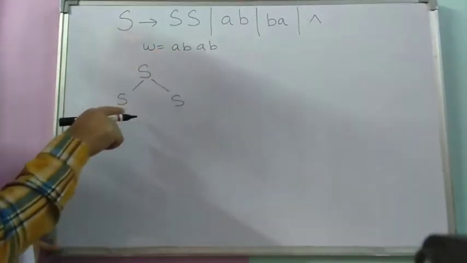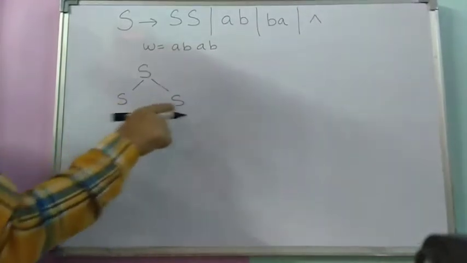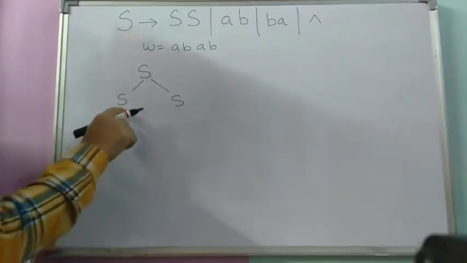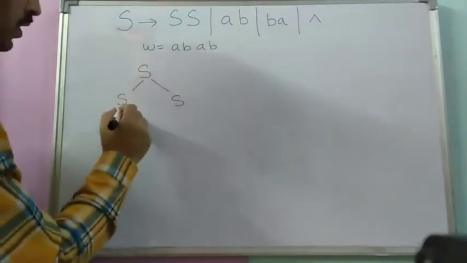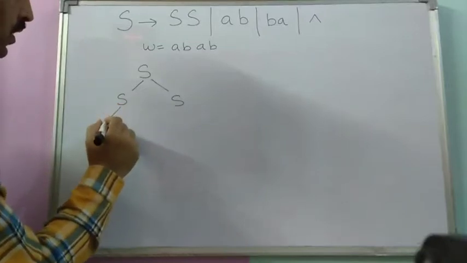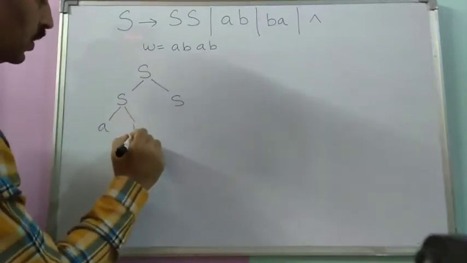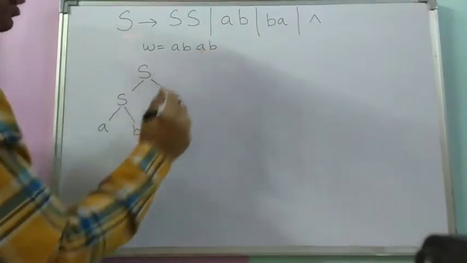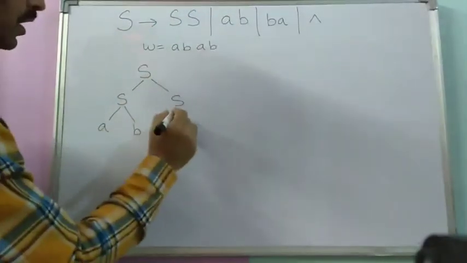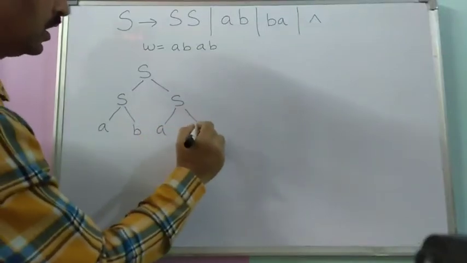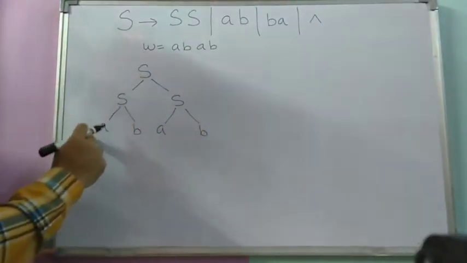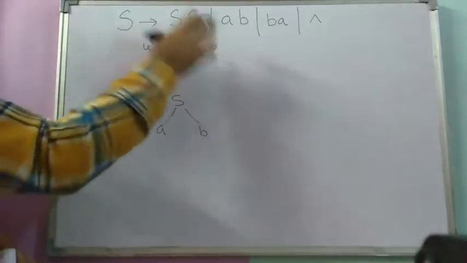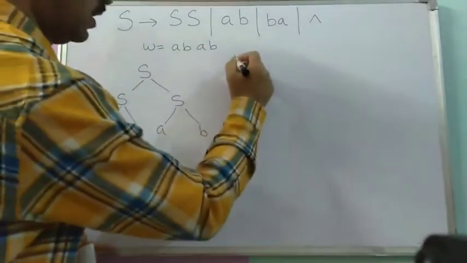Now through the first S I need AB. Among the available variables which are open for replacement, I am using the leftmost one first. So through this I will be using AB. Now this is the only variable left. Through this also I wish to generate AB. So I will apply S to AB. So the yield of this derivation tree is A, B, A, and B. So the required word has been generated. So this is the derivation tree.